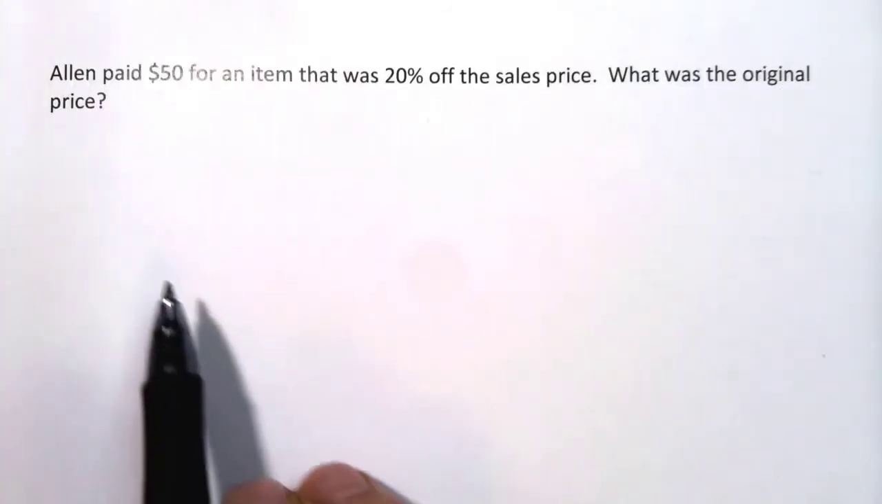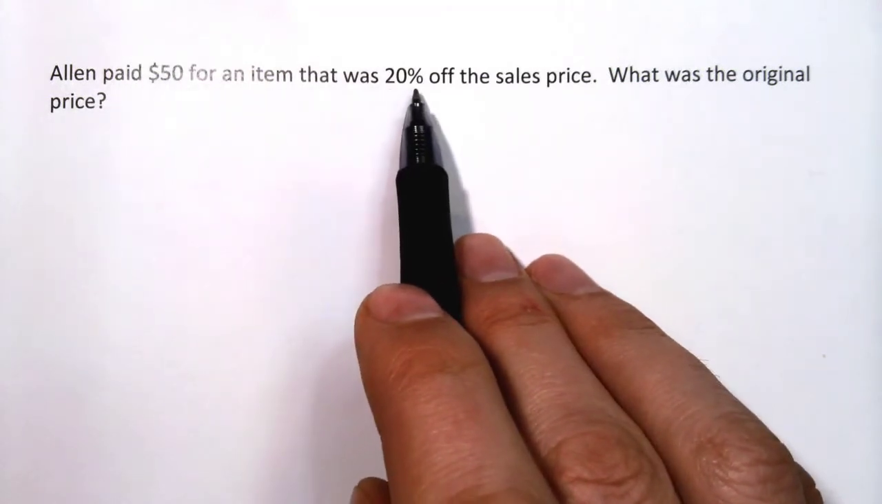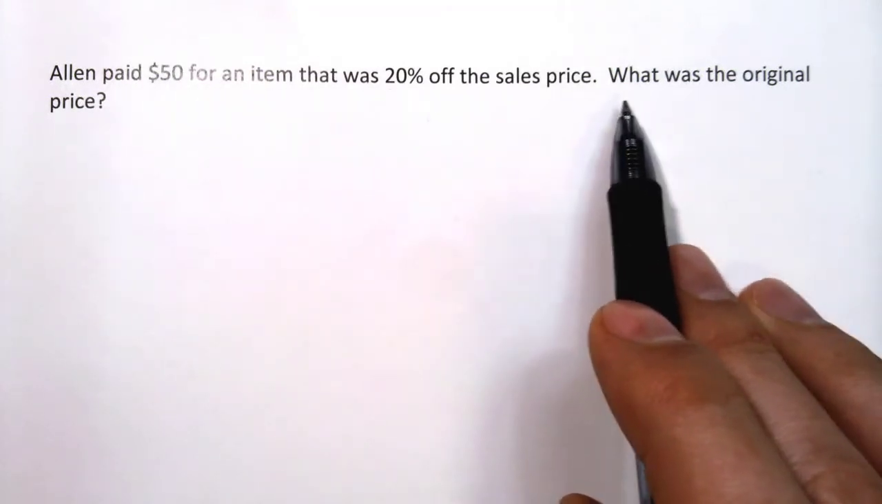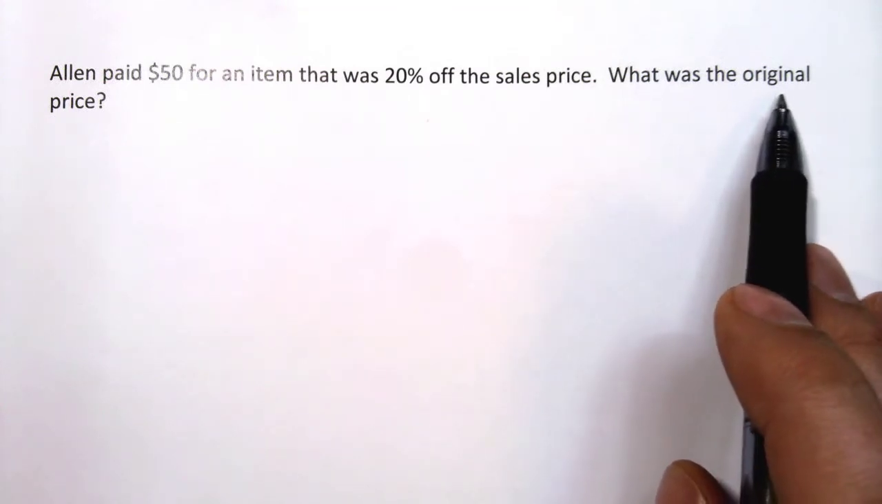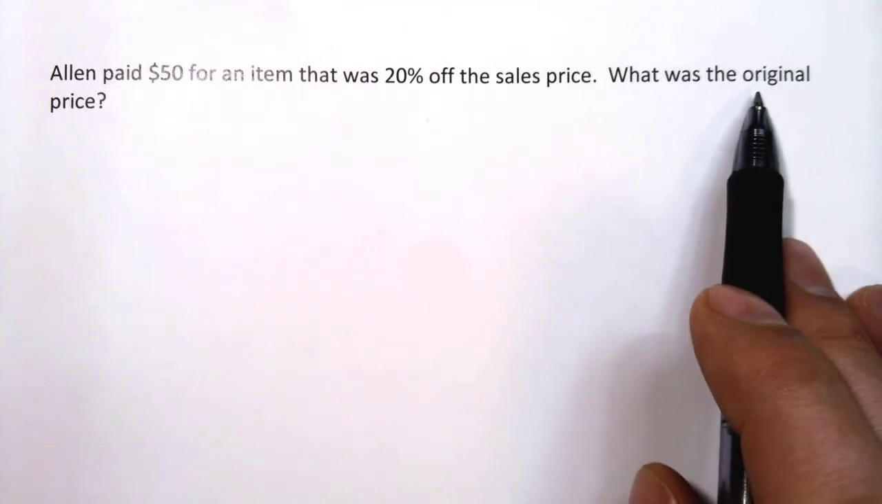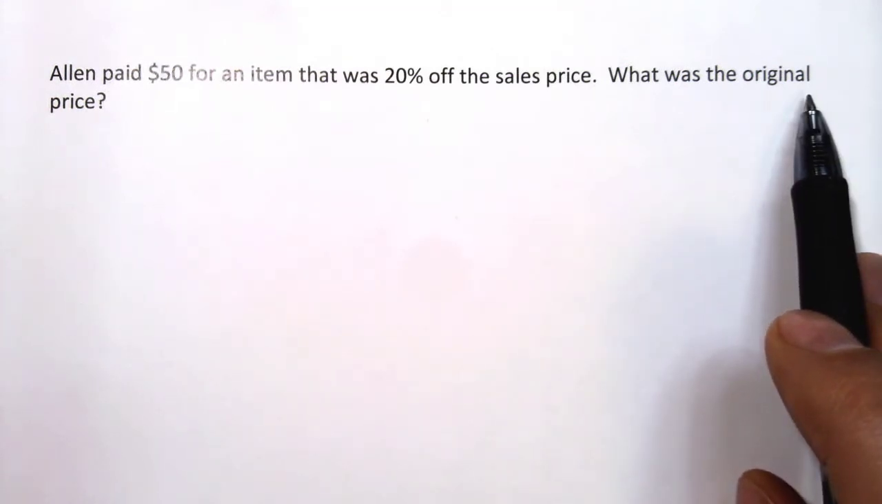All right, here's a slightly more advanced problem. It says Alan paid $50 for an item that was 20% off the sales price. What was the original price? So we want to find the original price. So for this problem, I think it'll be useful to set up an equation with a variable. And the variable you always want to have equal to what you're looking to find. So we'll let x be the original price.